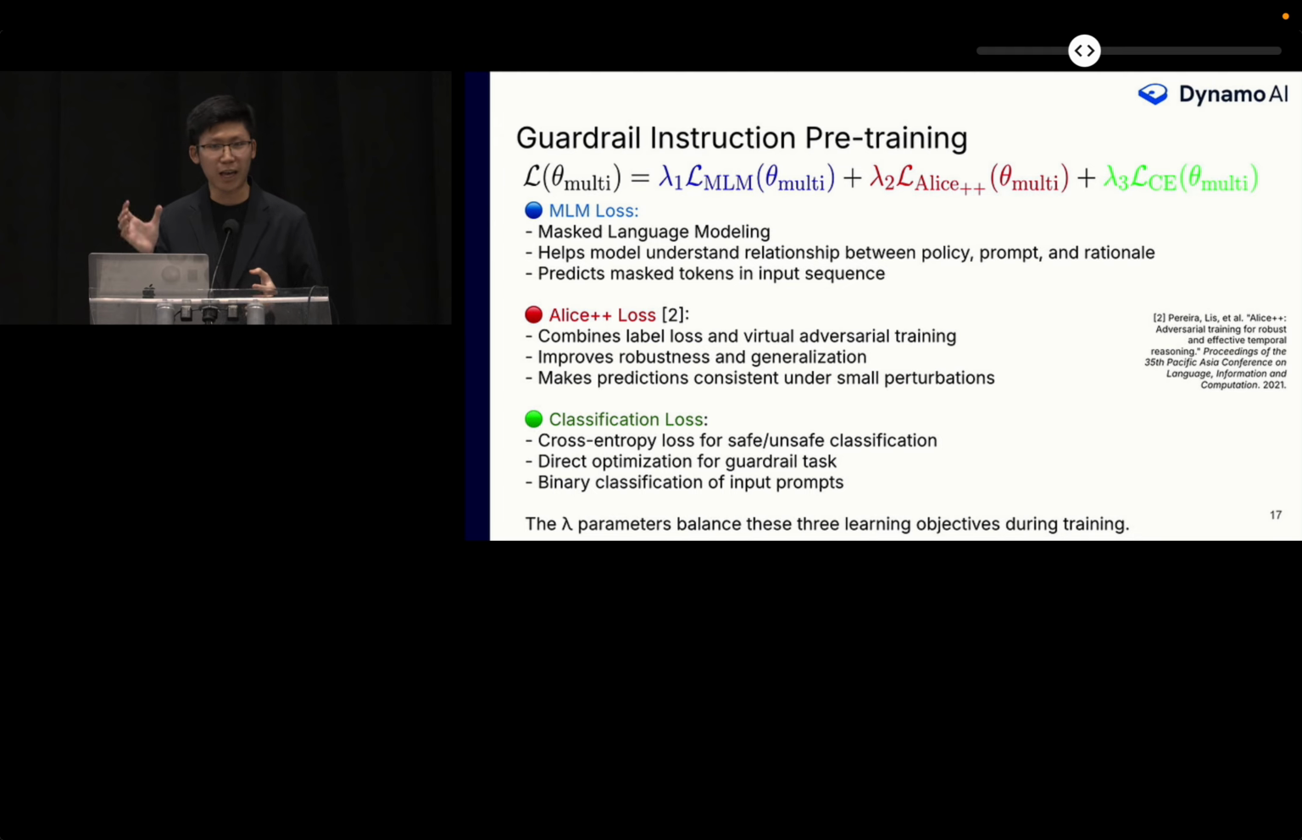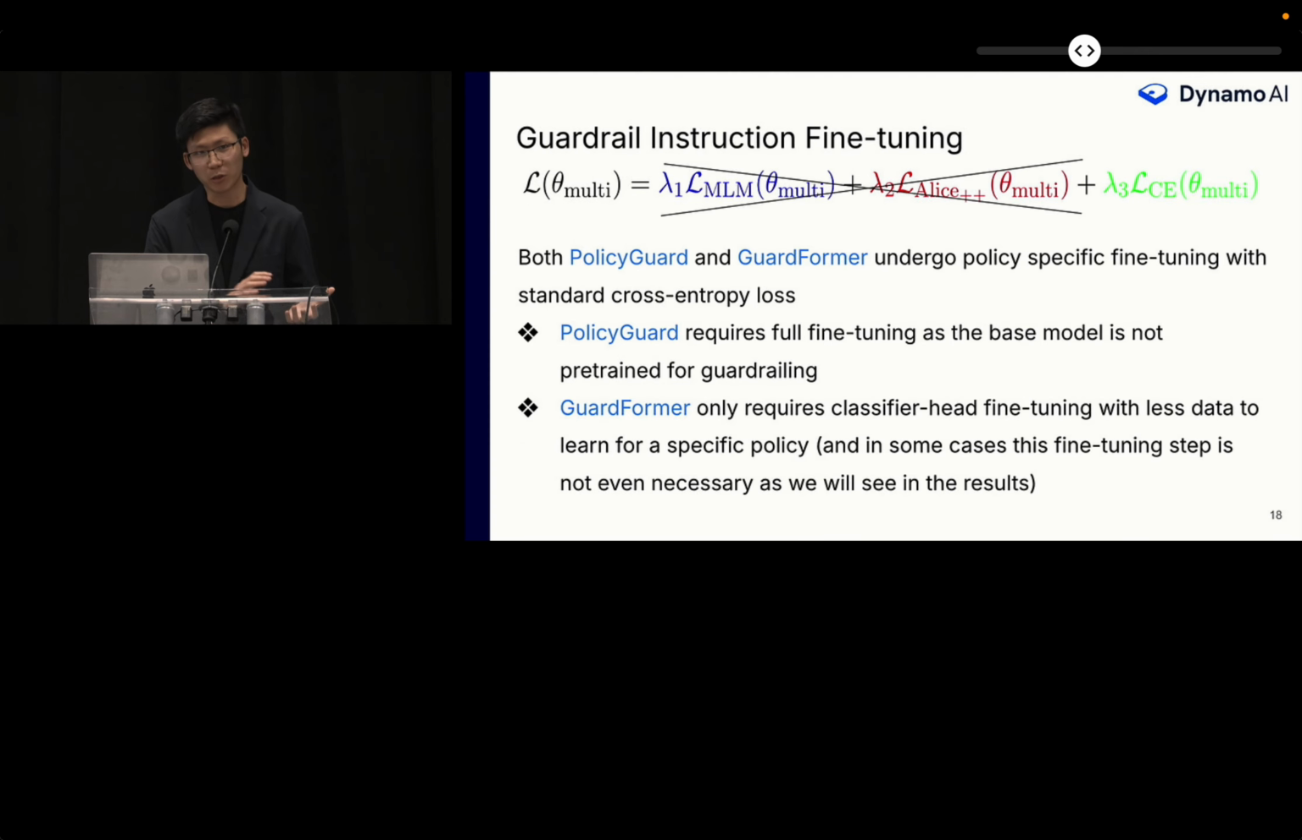And then we have this Alice loss that really helps it generalize, right? So we added these tasks sequentially at first and then combined them. This Alice loss really helps the robustness of the guardrail against new kinds of adversarial attacks. And then finally, the classification loss is a typical cross-entropy loss that we have for the actual binary classification task. So that was pre-training.